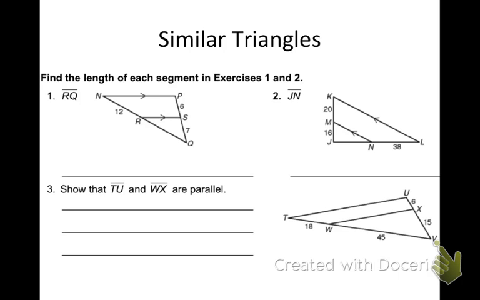So let's look at number 1 here. It says find the length of each segment in exercises 1 and 2. For 1, I want to find the length of RQ. I can label RQ as X. Who can give me a proportion that you would use to set this up? Ryan, what would you say?